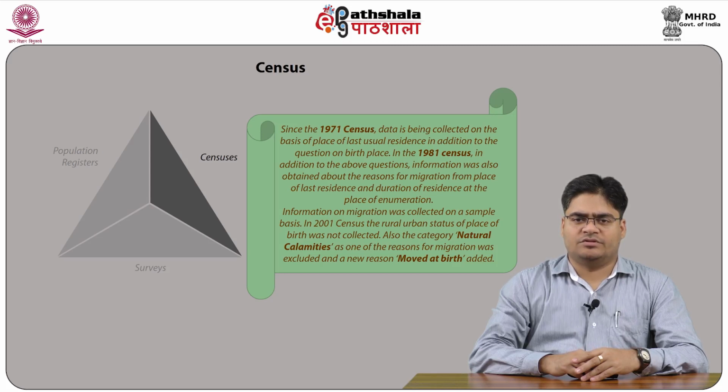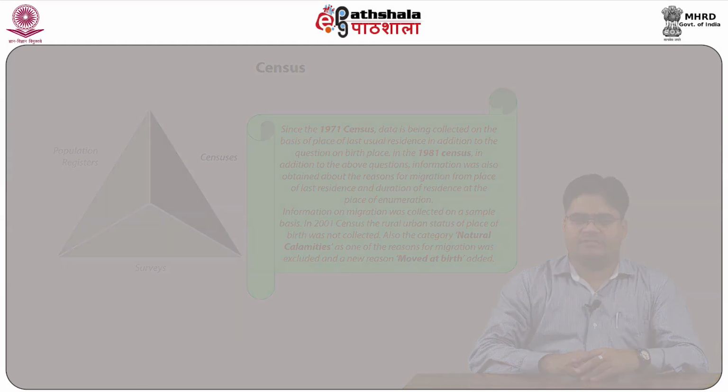Information on migration was collected on a sample basis. In the 2001 census, the rural urban status of place of birth was not collected. Also, the category natural calamities as one of the reasons for migration was excluded and a new reason, moved at birth, was added.